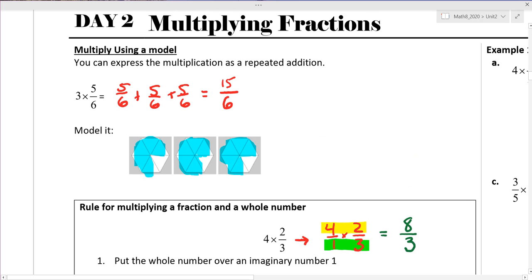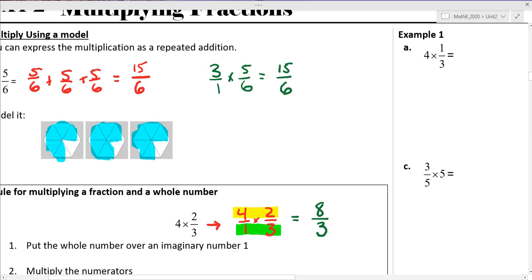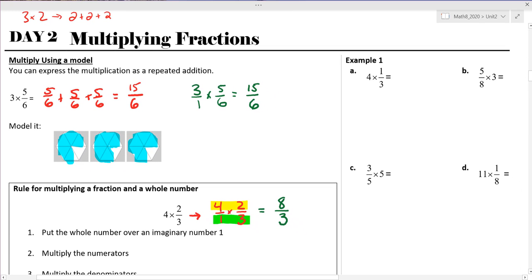And if we did the top one as a multiplication, we could have worked out 3 over 1 times 5 over 6. Multiply the tops together, 3 times 5, which is 15. Multiply the bottoms together, 1 times 6 is 6. And that's it. So multiply the tops together, multiply the bottoms together.